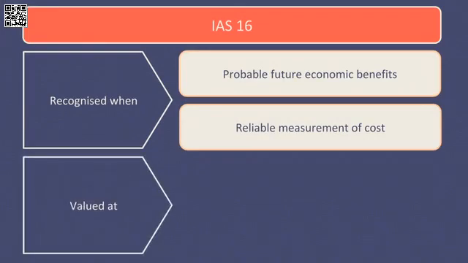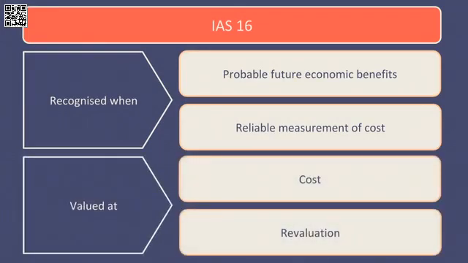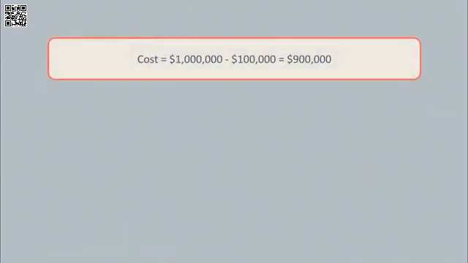The asset can be valued at cost or revaluation, however in this instance they are the same, as in the year the machinery was purchased at market value. The cost is $1 million less a discount of $100,000, valuing it at $900,000.